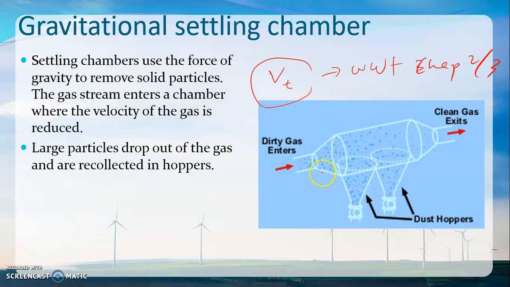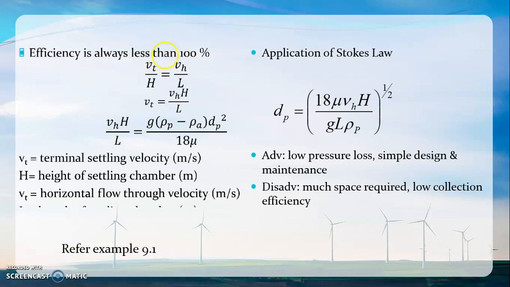The concept of this gravitational settling chamber is that the dirty gas will enter here, and then the large particles will drop onto the dust hoppers. They will be collected here, and the clean gas will exit in this part. So we need to know the terminal velocity in order to solve that.